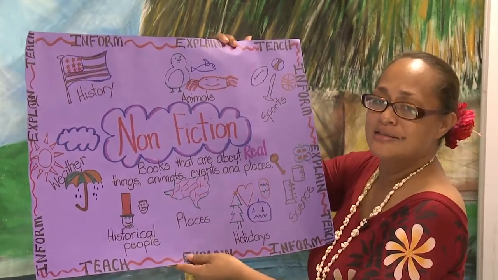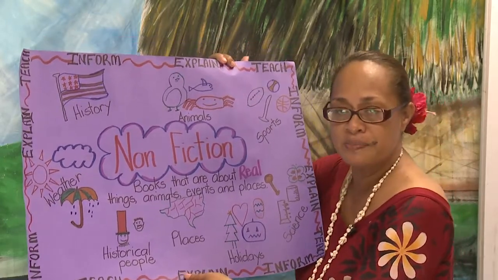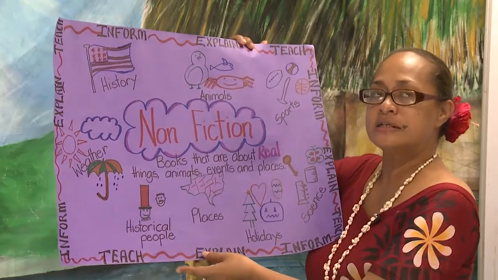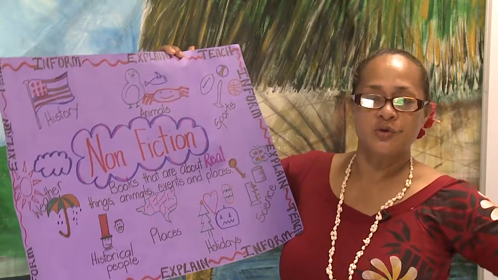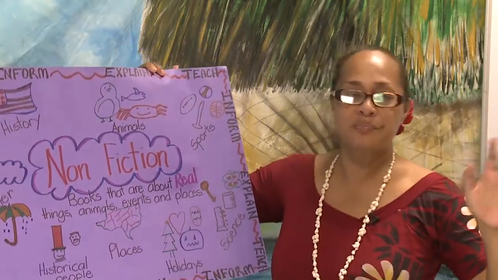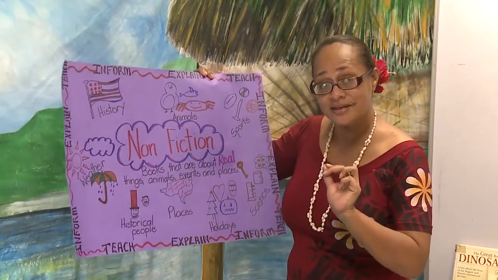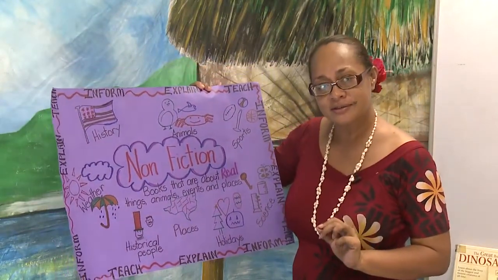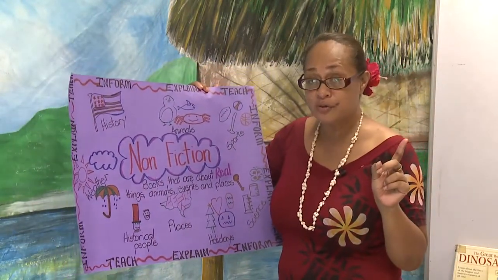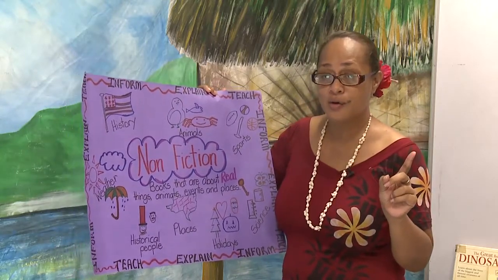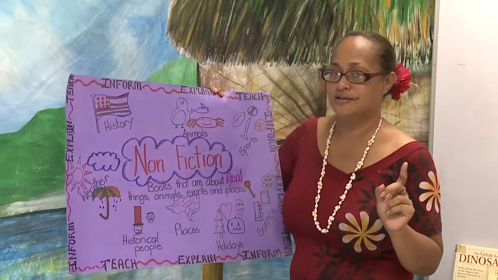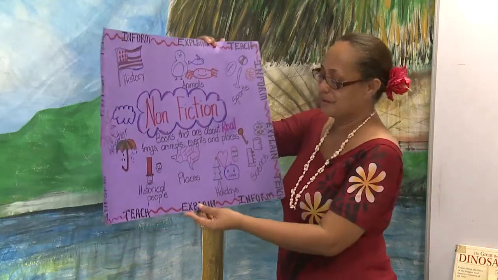So what that means is the author didn't draw the pictures. The author didn't just imagine a story about a princess and a prince and then draw the pictures and write sentences to make a book. Remember what I said about those books? They are called fiction. Very good.